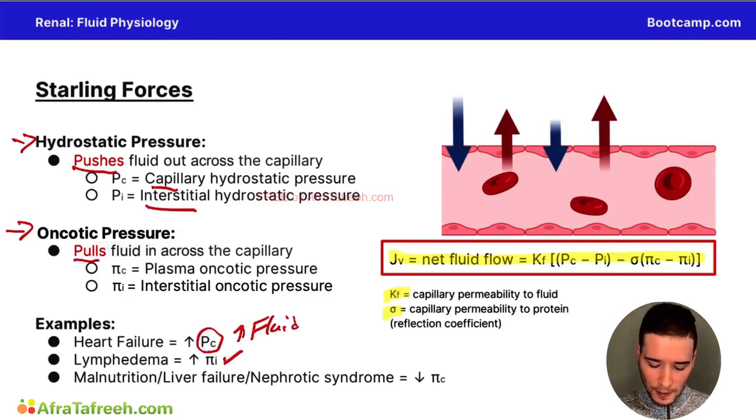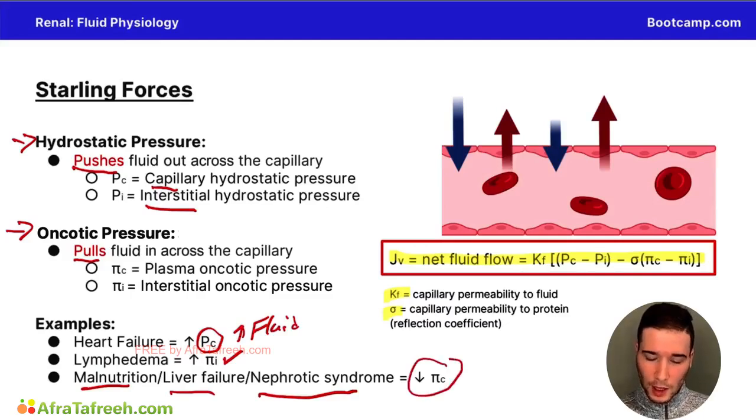And finally, things such as malnutrition, liver failure, and nephrotic syndrome are all going to decrease plasma oncotic pressure. Why does that make sense? The plasma oncotic pressure is directly related to the amount of proteins, so let's have green be our proteins inside the vascular system, right? More proteins would pull fluid.